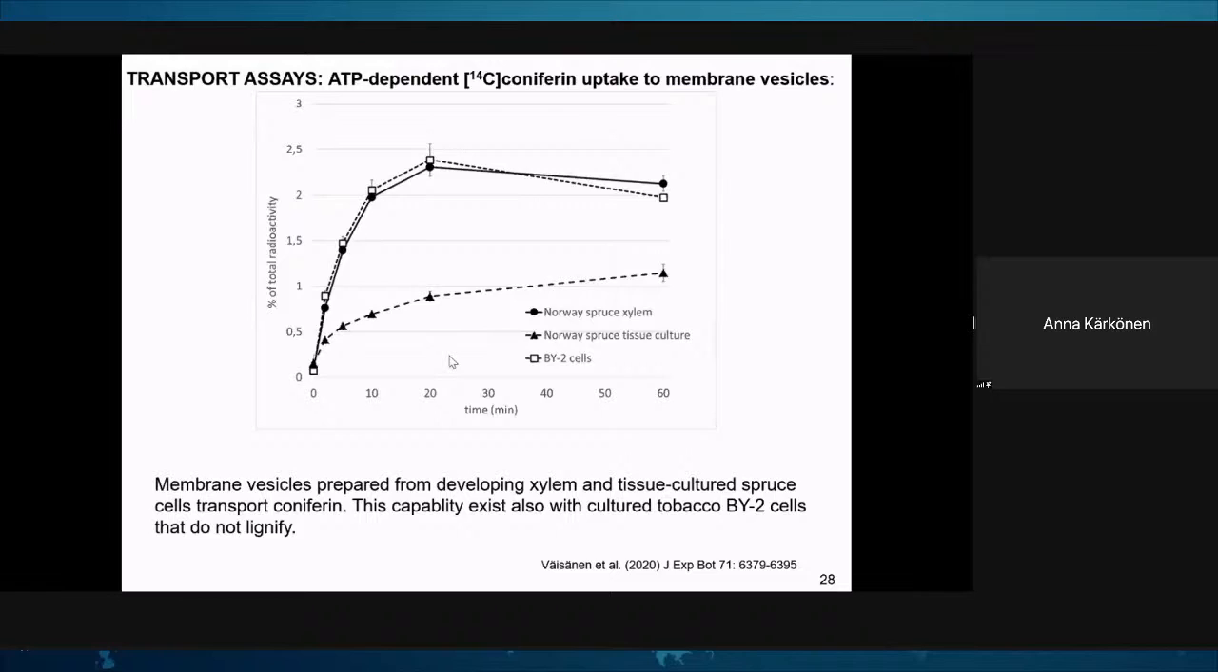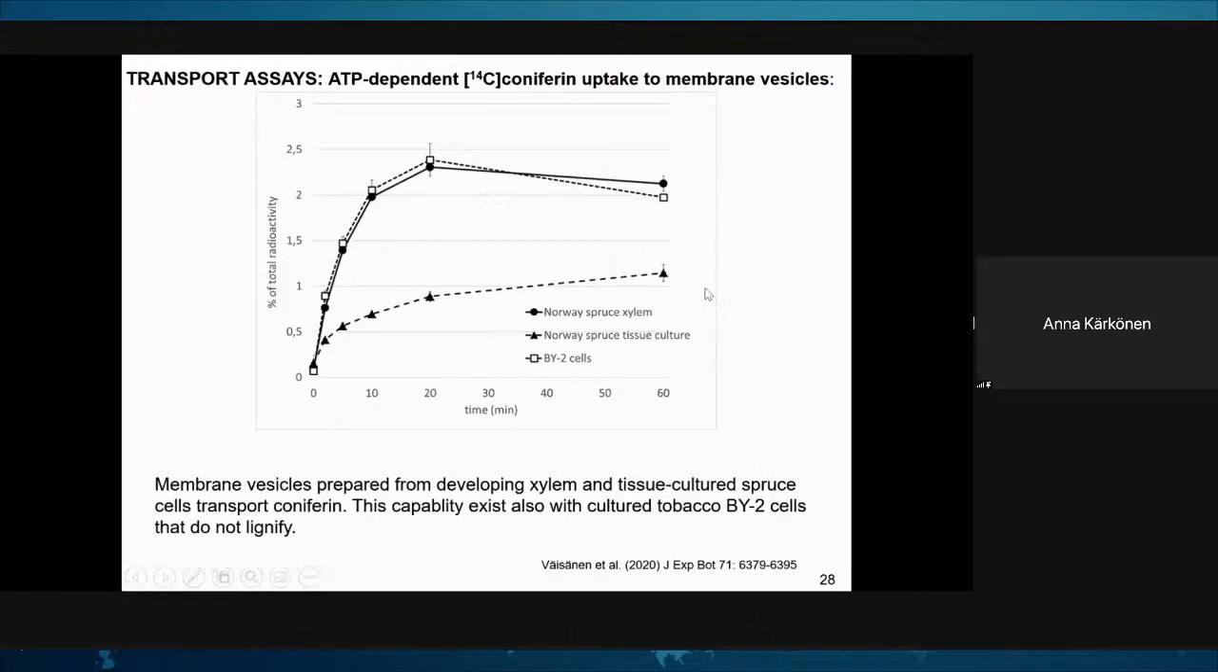So she prepared the membrane vesicles from the developing xylem. She also prepared membrane vesicles from tissue cultured spruce cells. And for control material, she utilized tobacco BY2 cells. These are non-lignifying, they don't lignify. So these were kind of negative control. So she prepared the membrane vesicles. Basically all cellular membranes were involved in those vesicles. And then she had radio-labeled coniferin. And she basically measured how much radioactivity these vesicles take in.